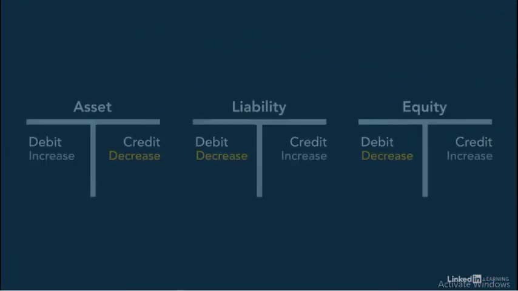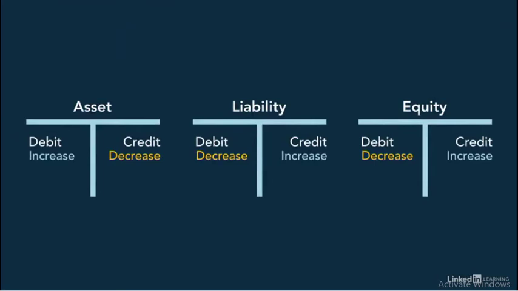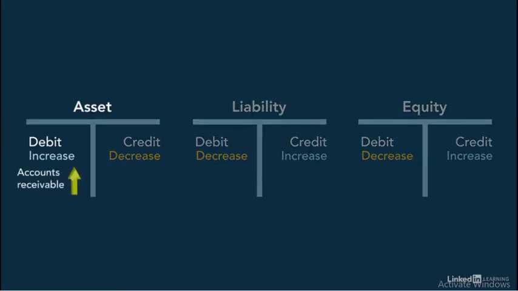Question 2, did the accounts increase or decrease? Well, accounts receivable went up. Customers owe us more money. Since accounts receivable is an asset, it's increased with a debit. Now, to inventory, that decreased. We don't have it anymore. Since inventory is an asset, it's decreased with a credit.